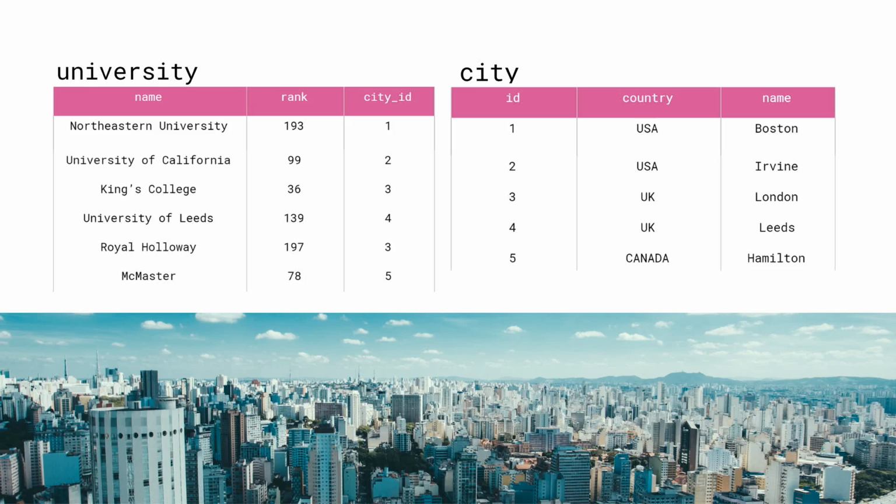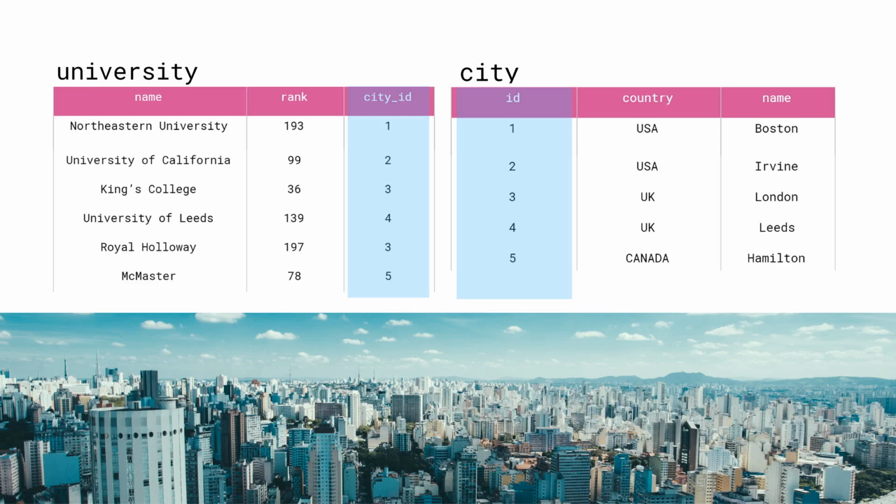First, we'll take a look at the two tables you can now see on the screen. The first one is named University and presents some of the world's top universities. For each university, we can see the name, rank, and city ID. Now the second table is named City. In this table, we can find the ID of each city alongside its name and country. Naturally, the IDs in the column City ID in the table University correspond to the IDs from the table City.